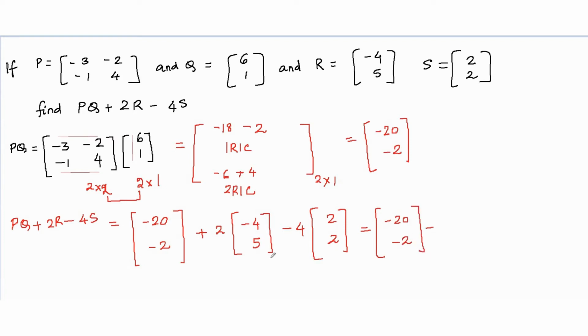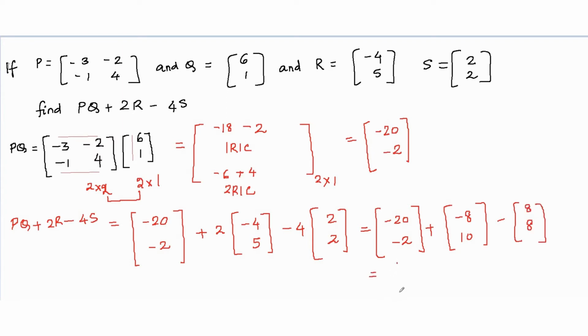And then we have plus 2 gets multiplied with those individual elements. So 2 into minus 4 is minus 8, and 2 fives are 10. And then 4 gets multiplied with both the terms. So it is minus 8 and 8.